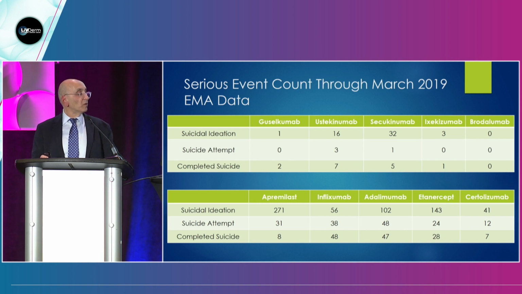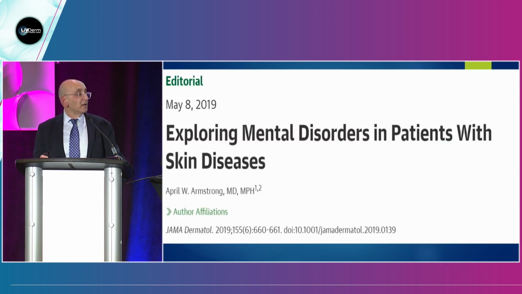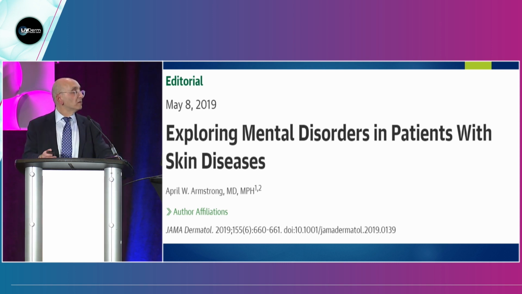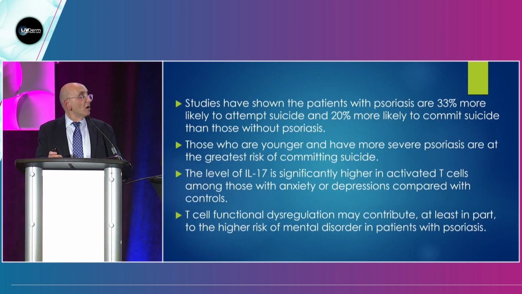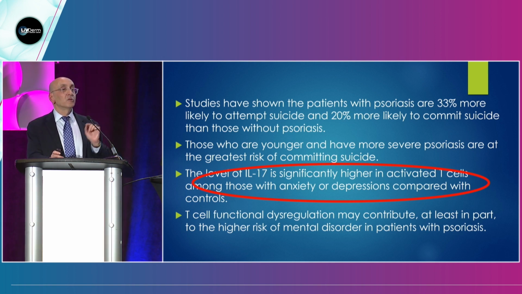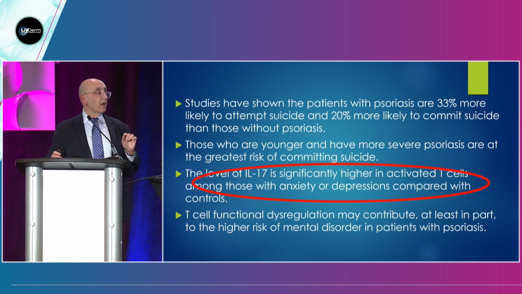In this case, the most was infliximab, probably because infliximab is being used much more there than here, right? So when you look at the mental disorders in patients with skin diseases, this is April Armstrong. She's a great number cruncher. I call her a number cruncher. She does a really good job on that. And when you look at those numbers, you see that IL-17 levels, which is the major player in psoriasis, right, are higher in activated T cells among those patients who have depression or anxiety.